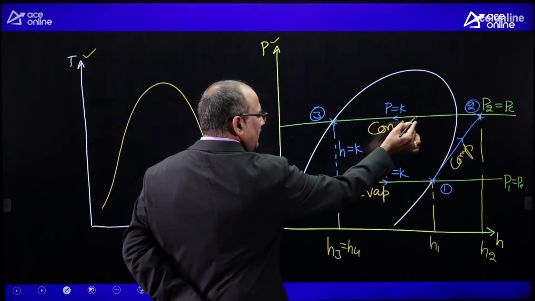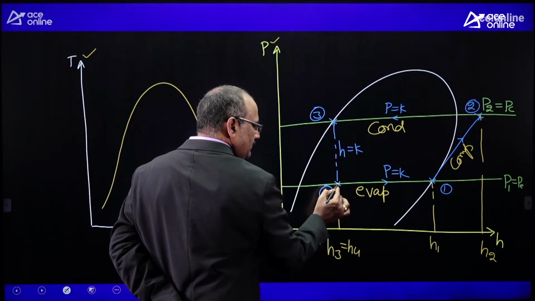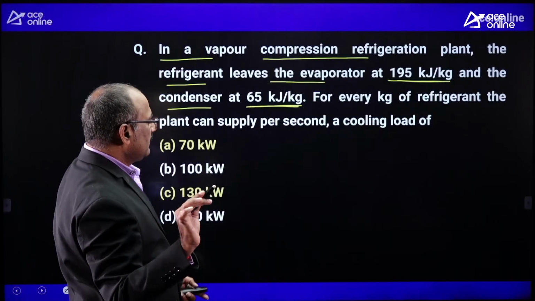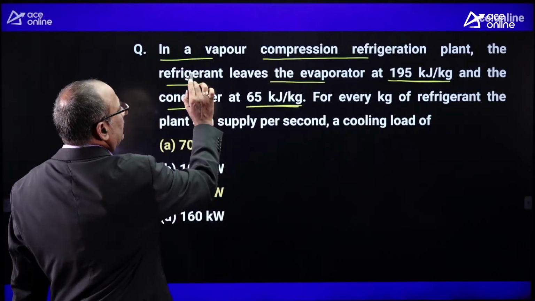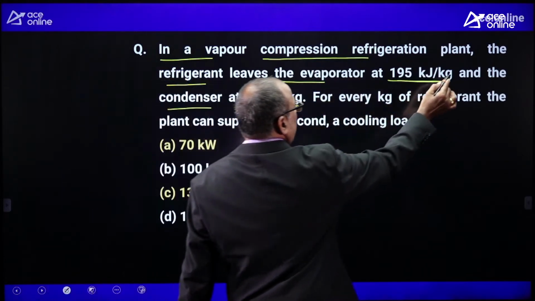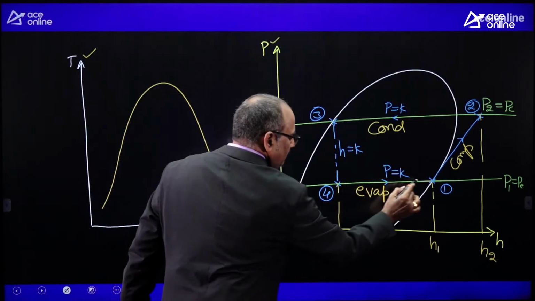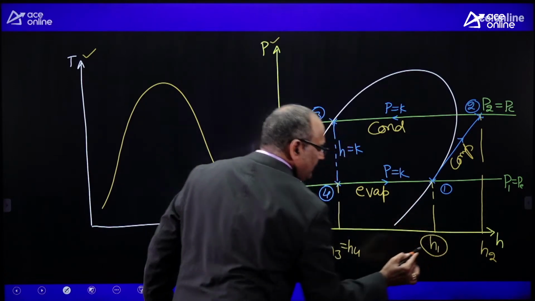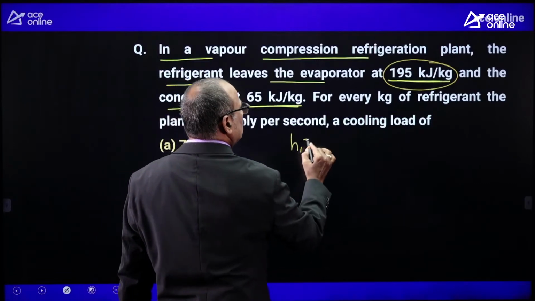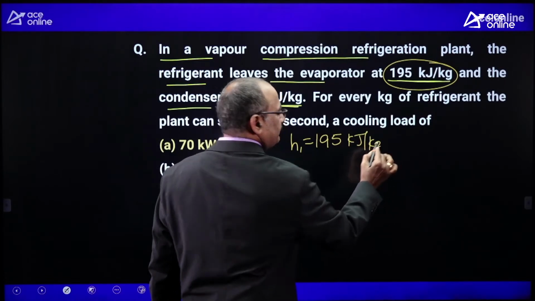Enthalpy of the refrigerant at the end of the condensation is nothing but enthalpy of the refrigerant at the beginning of the evaporation. Understood? Now look at the enthalpies which are given. In a vapor compression refrigeration plant, the refrigerant leaves the evaporator with H1 enthalpy. It means indirectly H1 equals 195 kilojoules per kg.